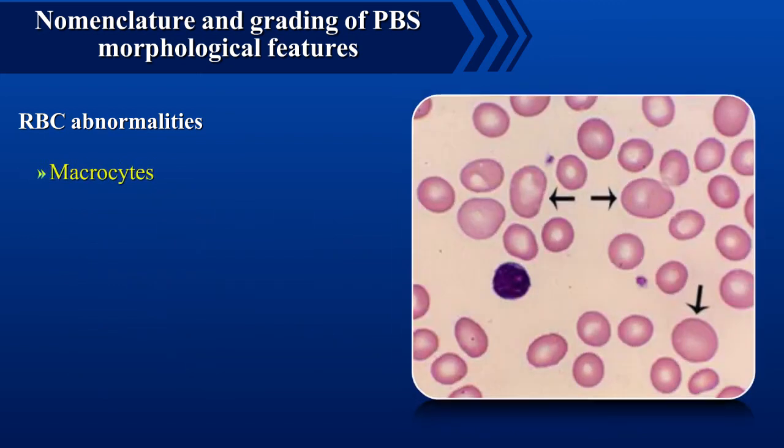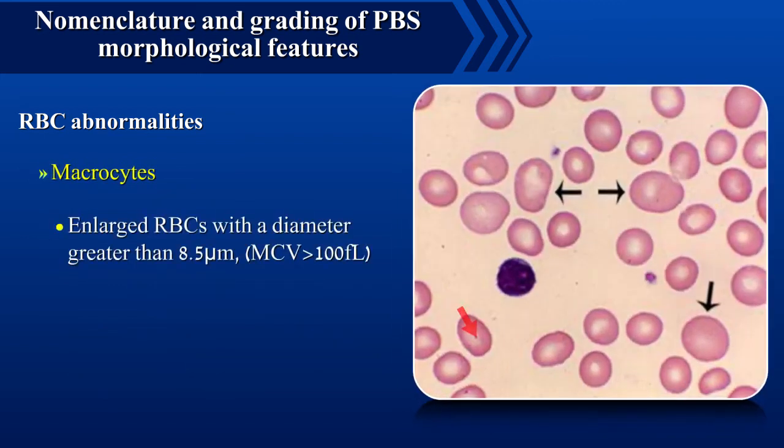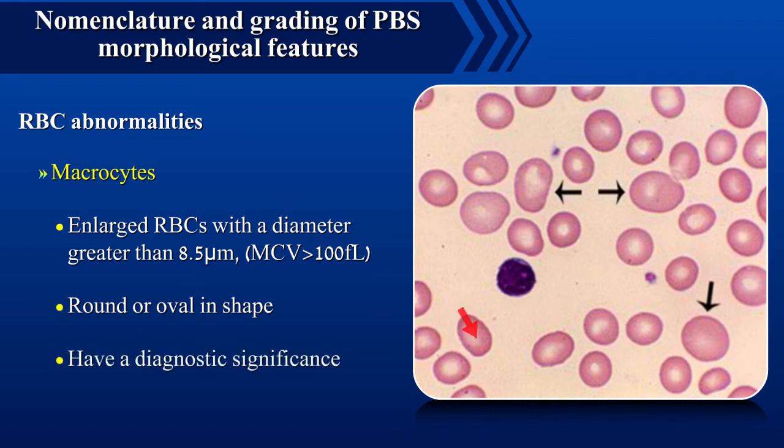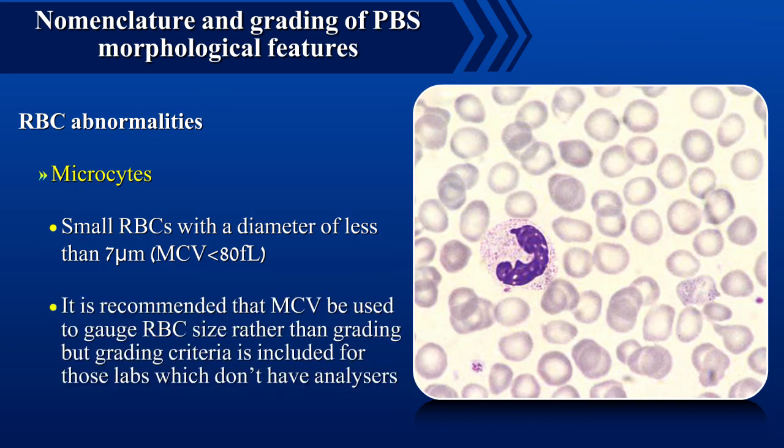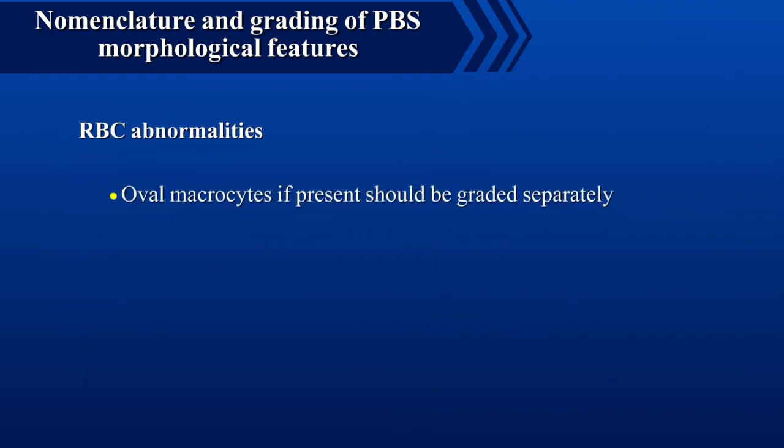Macrocytes are enlarged red blood cells with a diameter greater than 8.5 microns or having MCV more than 100 femtoliters. They may be round or oval in shape, which can have a diagnostic significance. Microcytes are small RBCs with a diameter of less than 7 microns or having MCV less than 80 femtoliters. It is recommended that MCV be used to gauge RBC size rather than grading, but grading criteria is included for those labs which don't have analyzers. Oval macrocytes, if present, should be graded separately.